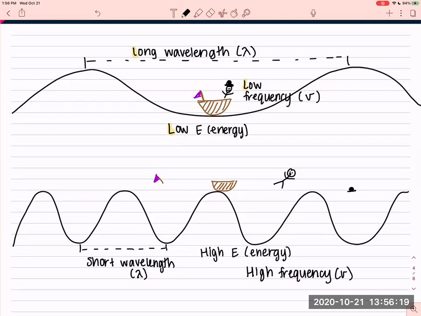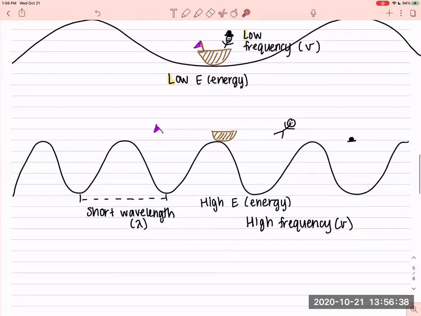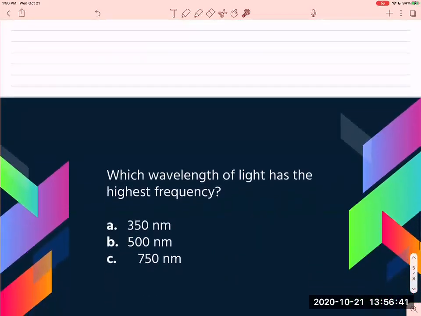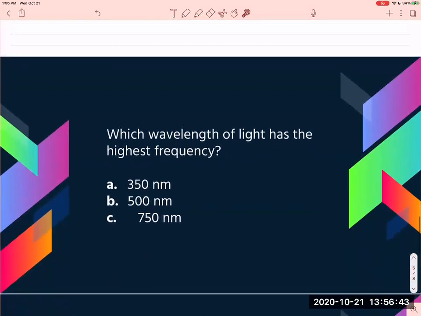So what is the relationship like between energy and frequency? Just think about it. What is the relationship like between energy and wavelength? Direct or indirect? Meaning they both go up, but they both go down, or one goes up, the other goes down. So thinking about that, I'd like for you to pause and answer this question. Which wavelength of light has the highest frequency?